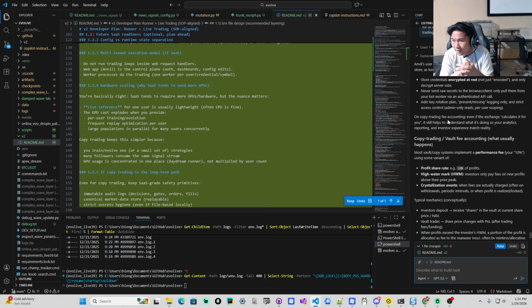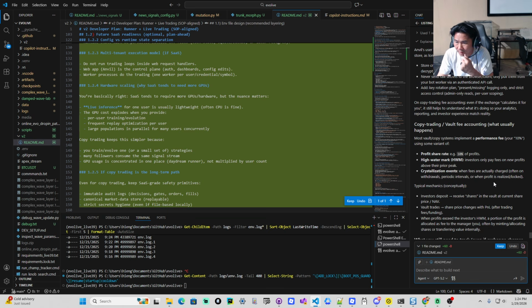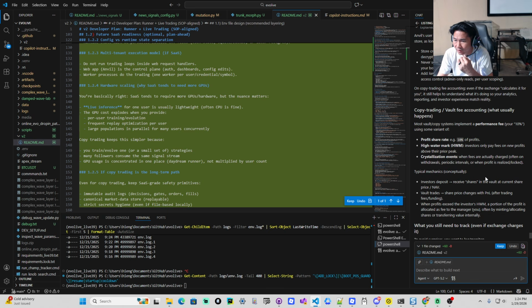On copy trading fee accounting, even if the exchange calculates it for you, it still helps to understand what it's doing in your analytics and reporting, so investor accounting matches reality. Most copy systems implement a performance fee, say 10%, using some variant of profit share. Investors only pay fees on new profits above their prior peak. Crystallization events are when fees are actually charged, often on withdrawals. Investors deposit, receive shares in the vault, and are credited shares at the vault share price.